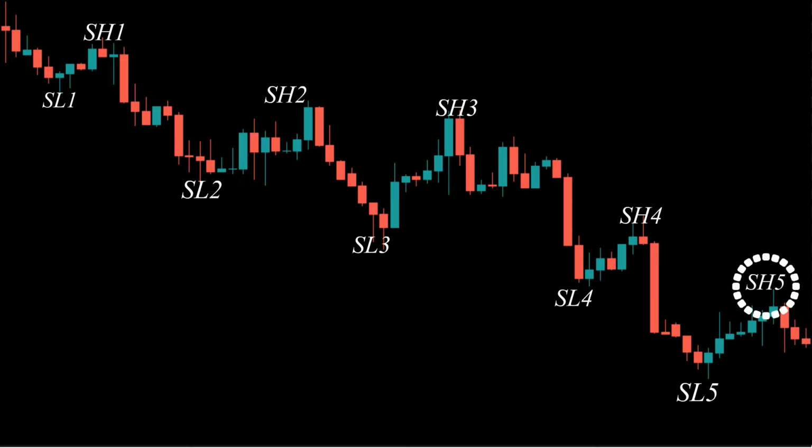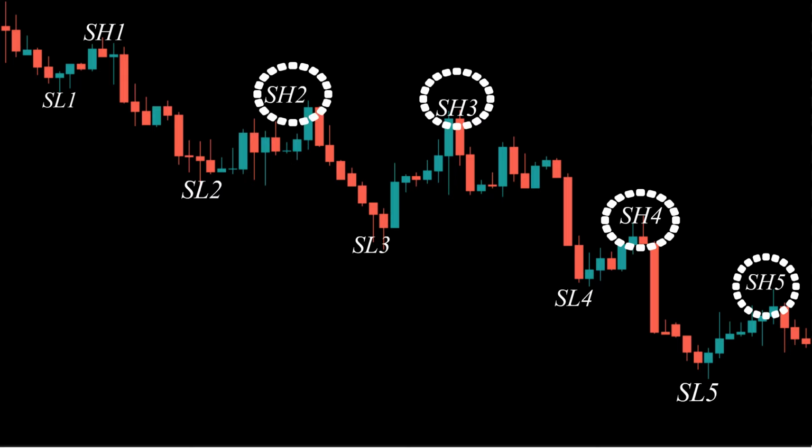If you pay close attention to this price action, you will notice that the recent swing high, swing high 5, is lower than the previous swing high, swing high 4. Swing high 4 is lower than swing high 3. Swing high 3 is also lower than swing high 2, which is lower than swing high 1.